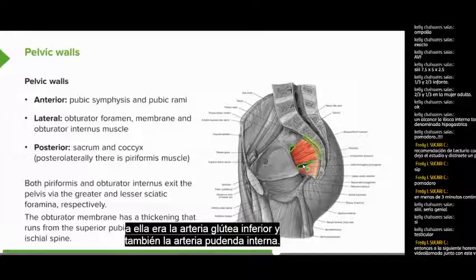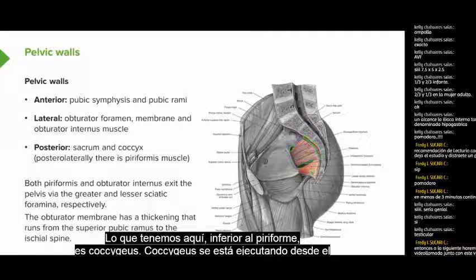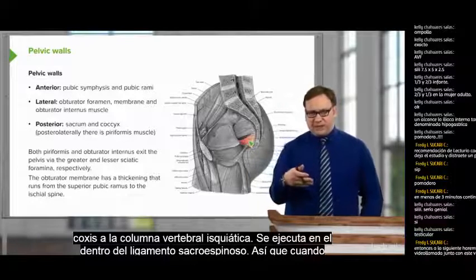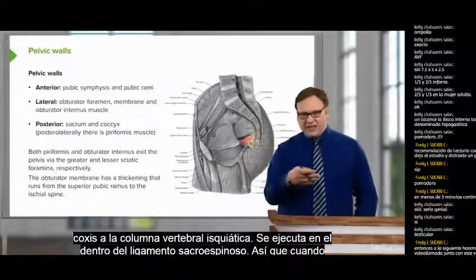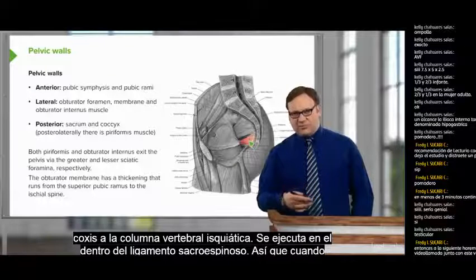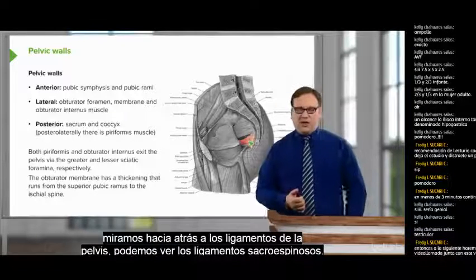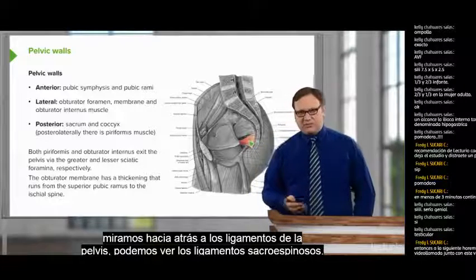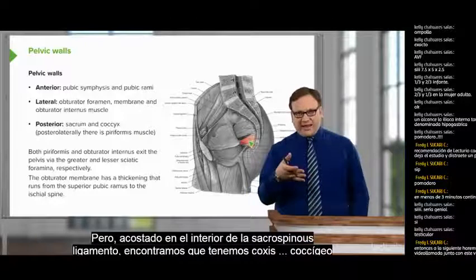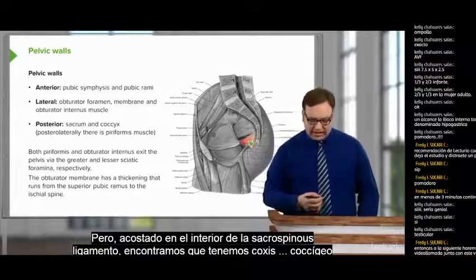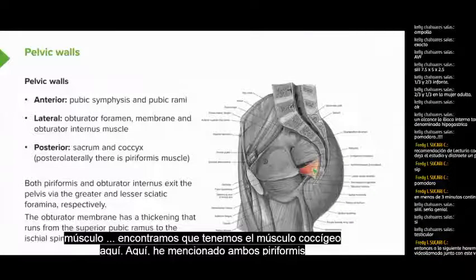The internal pudendal artery. What we have here, inferior to piriformis, is coccygeus. Coccygeus is running from the coccyx to the ischial spine. It runs on the inside of the sacrospinous ligament. So when we look posteriorly at the ligaments of the pelvis, we can see the sacrospinous ligament. But lying on the inside of the sacrospinous ligament, we find we have the coccygeus muscle.